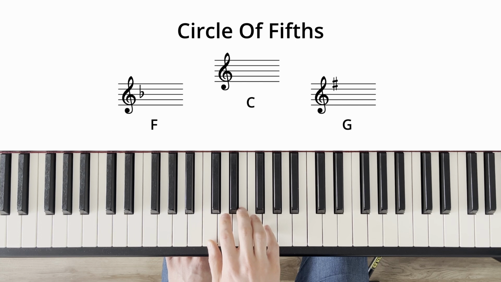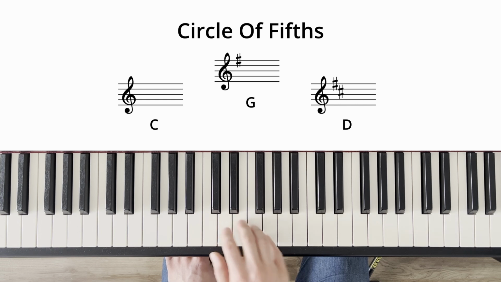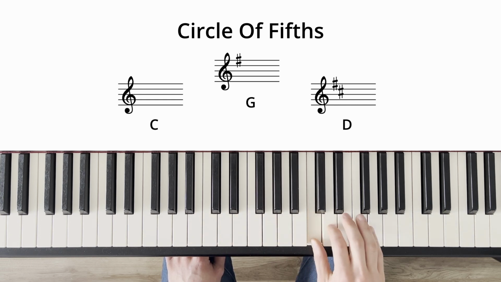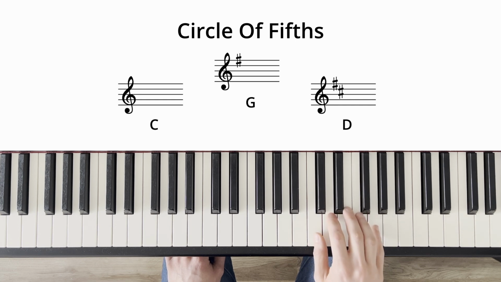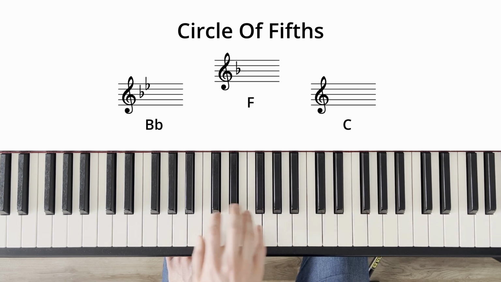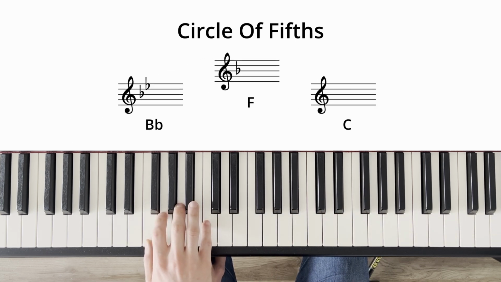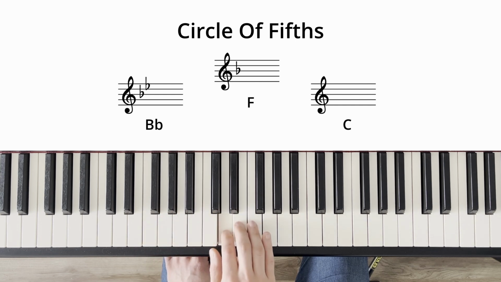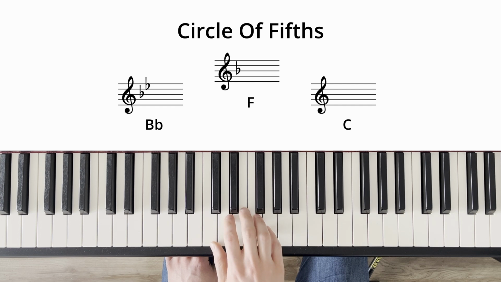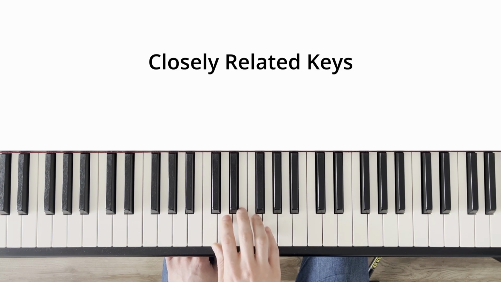In the middle, we've got C major with no sharps or flats. If we go one notch clockwise, we get to G major with one sharp, F sharp. One notch counterclockwise, we've got F major with one flat, B flat. We could say that G major and F major are the two keys most closely related to C major.